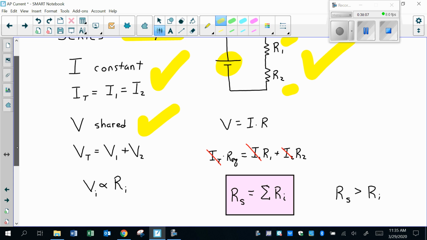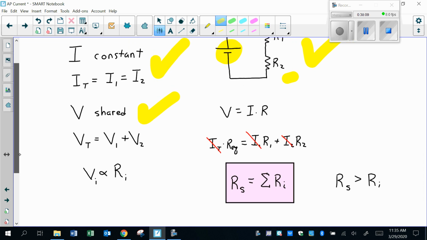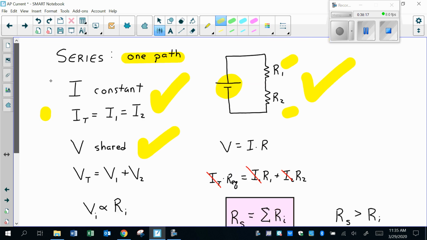If we scroll down a little bit here, what we find is similar to what we did with the capacitors, which is why we put so much time into capacitors, to make this a little easier. I have my constant current. Just like in a series for capacitors we had a constant Q, now we have constant I. The voltage had to be shared amongst your capacitors. Now your voltage is shared amongst your resistors.